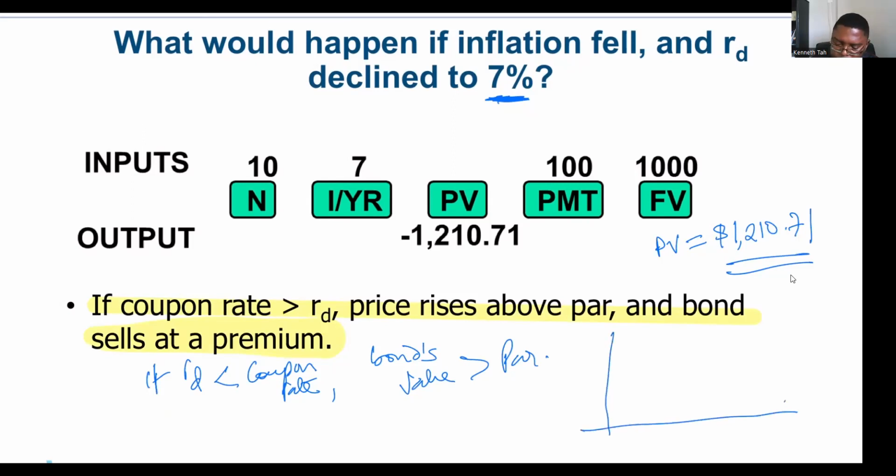So we can draw something like this, where the y-axis is the bond value and the x-axis is the yield to maturity. So interest rate or yield to maturity. And that relationship is an inverse relationship, which is something like this. So when yield is low, bond value is high. But if yield to maturity goes up, if yield to maturity is high, bond value goes down. So it's an inverse relationship. Okay.